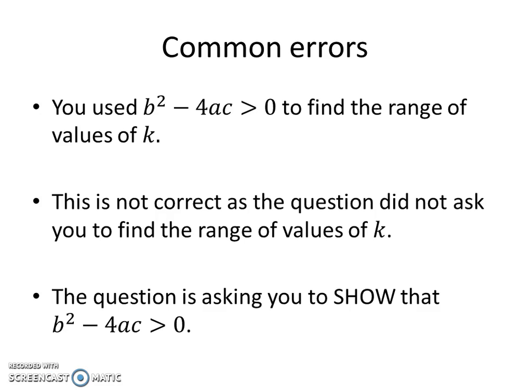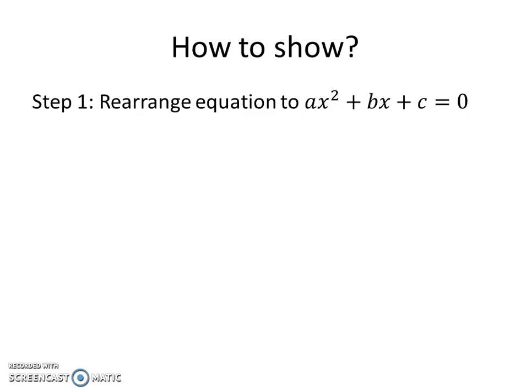I'll read one more time. The question wants you to prove that b squared minus 4ac is more than 0, which means that you need to show this inequality of b squared minus 4ac. So if we cannot use b squared minus 4ac more than 0, how do we go about showing that b squared minus 4ac is more than 0? You realize that some of the steps are actually quite similar, but also not that similar. So let's go straight into the solution. How do we go about showing?